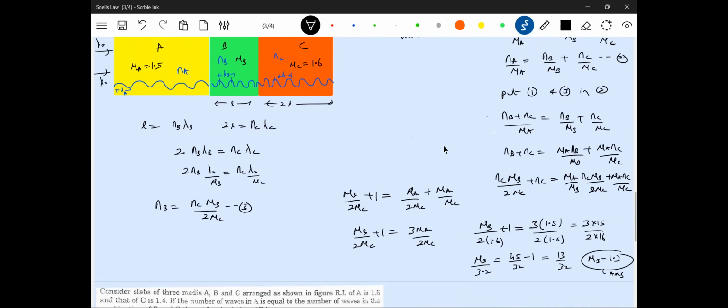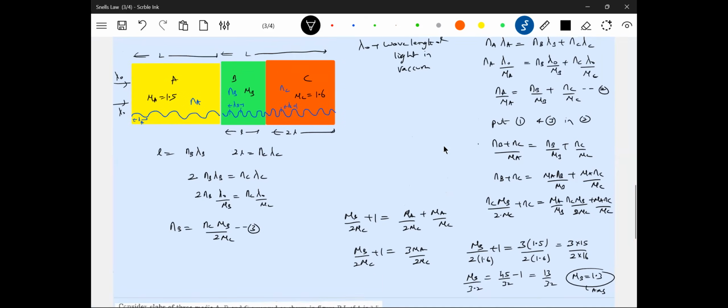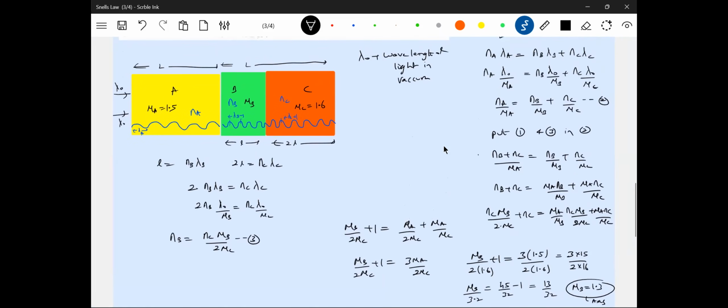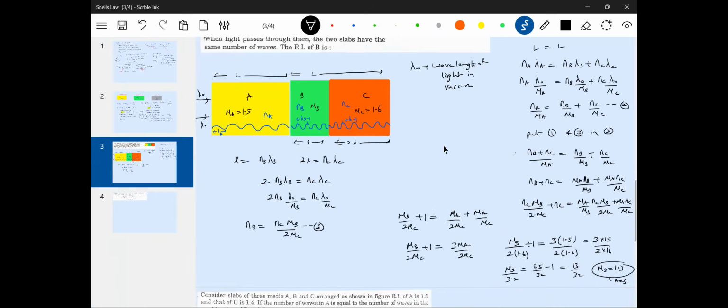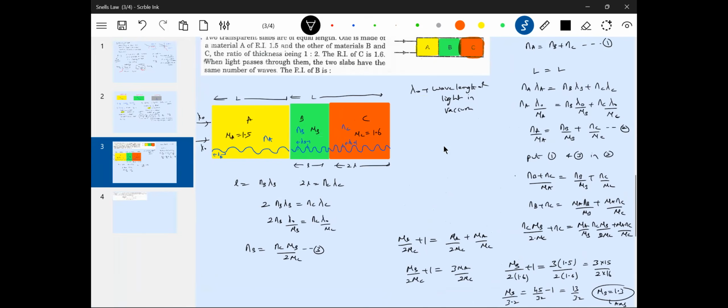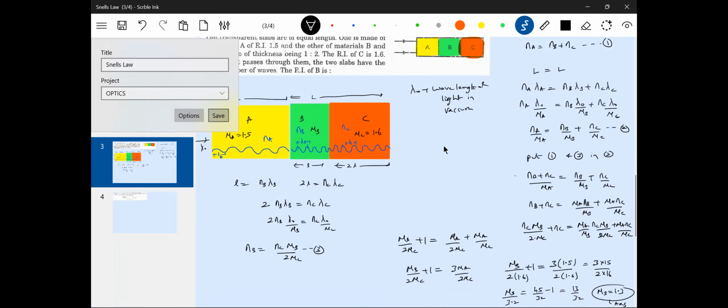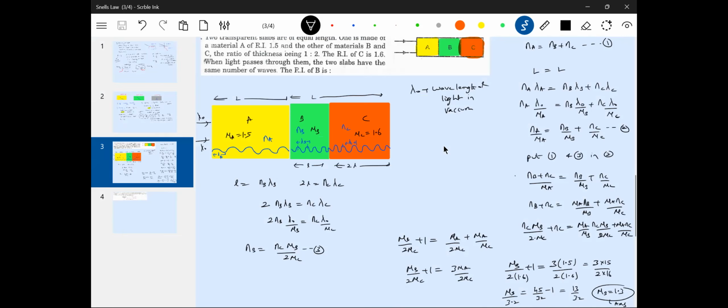This is one very good problem to bring the idea that in different media, the speed of light will be different and the wavelength will be different. Okay, and the complete problem, let me display.